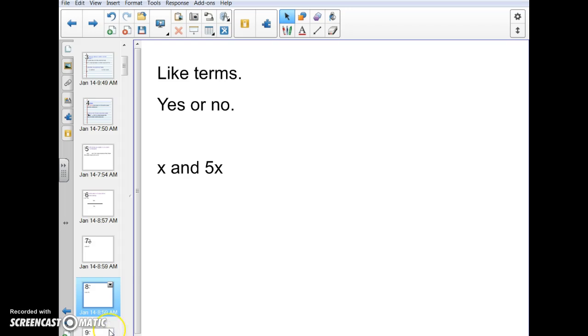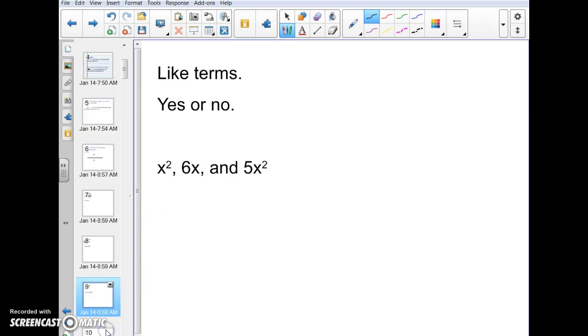Alright, same thing here. Are they like terms? Yes or no? Go ahead and copy these down. And the answer for this one is going to be yes. X and x, no power, which basically means power of 1. And the coefficients are irrelevant at this point. All I really care about is is it the same base, is it the same power. For this one, the answer is yes.